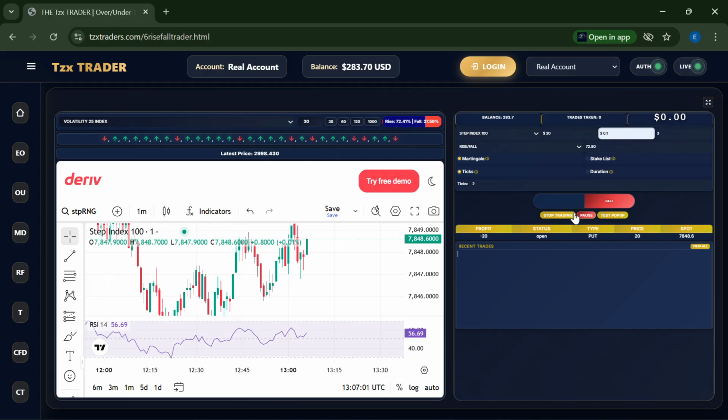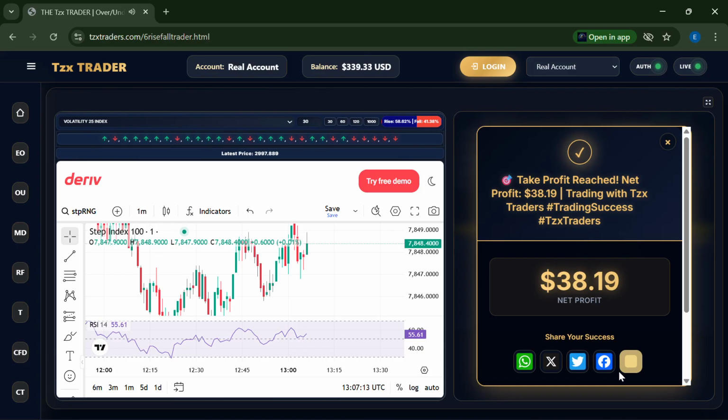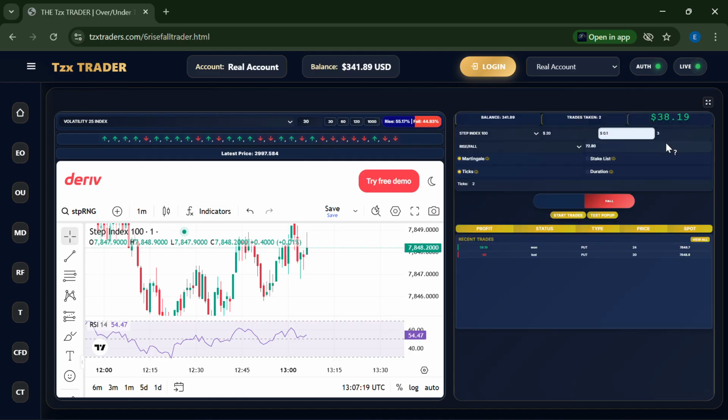So our first trade, it's a loss. So let's hope for our second trade. It will be a profit. So that's a loss again. Oh, it's a profit, by the way. It's not a loss. Yeah, plus $38 to 341. I had not seen that move. So yeah, so that is a profit.